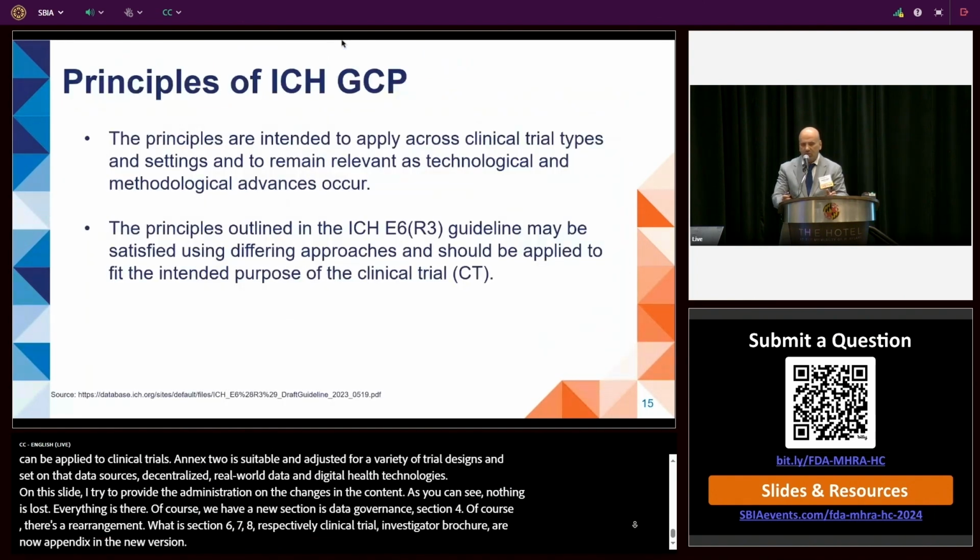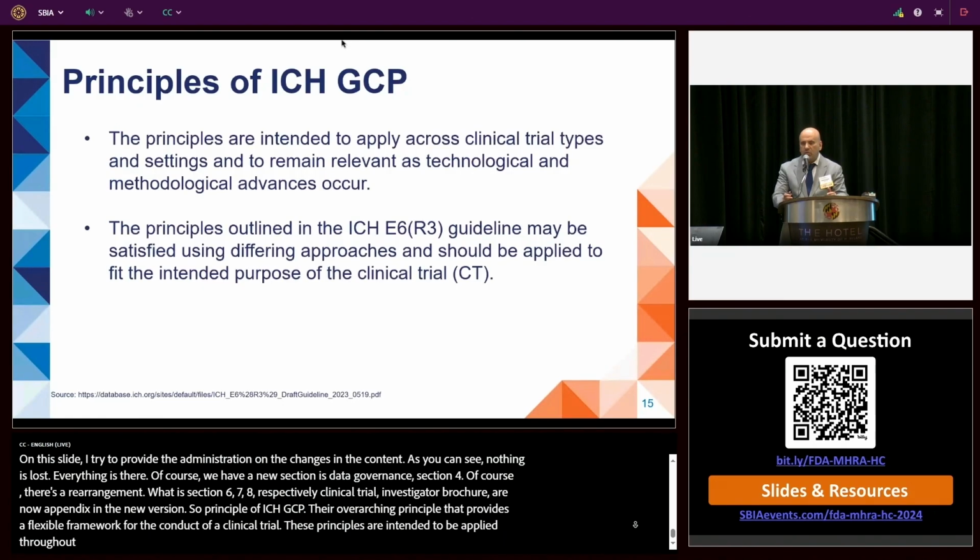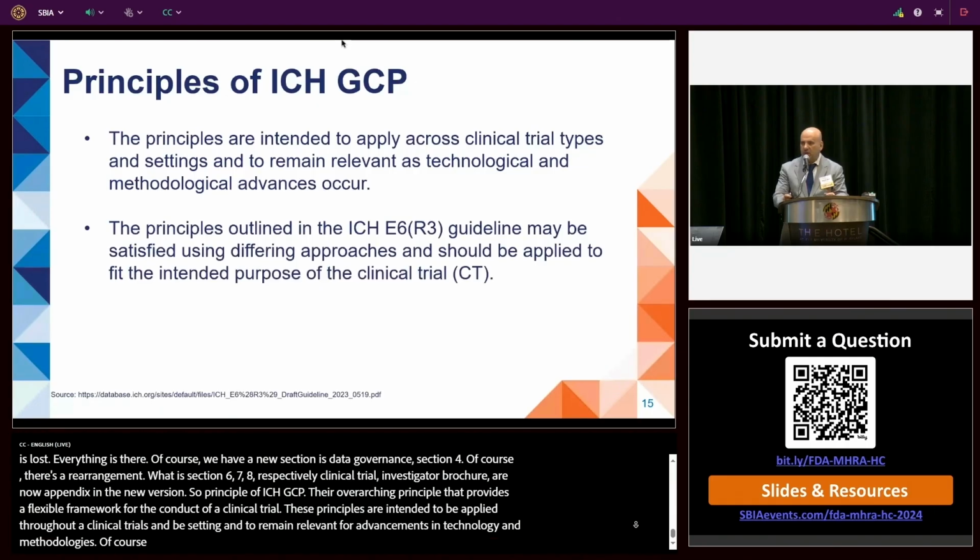So principle of ICH GCP. They are overarching principle that provide a flexible framework for the ethical conduct of clinical trial. So these principles are intended to apply across a variety of clinical trial types and settings and to remain relevant for advances in technology and methodologies. Of course, ICH E6R3 will provide flexibility how to meet and how to satisfy these principles. Stakeholders or clinical trial stakeholders will have all of the flexibility.